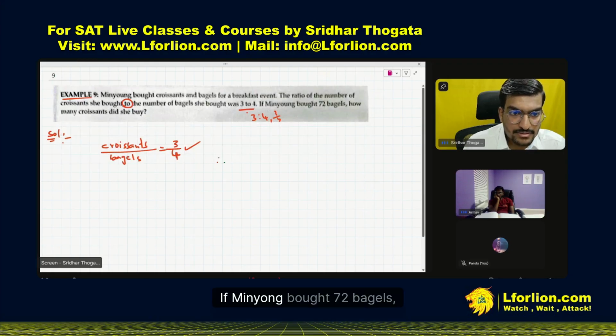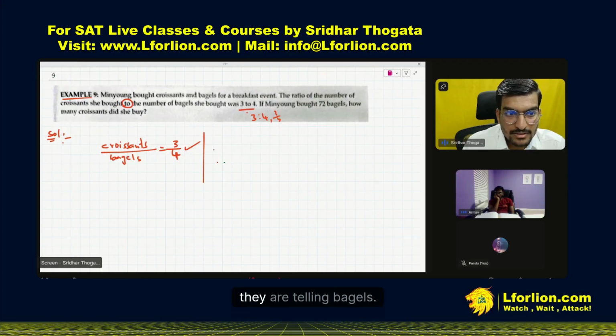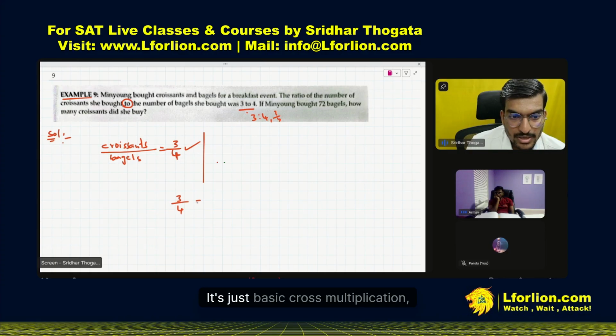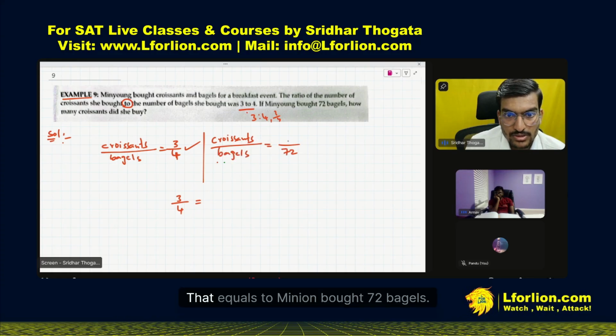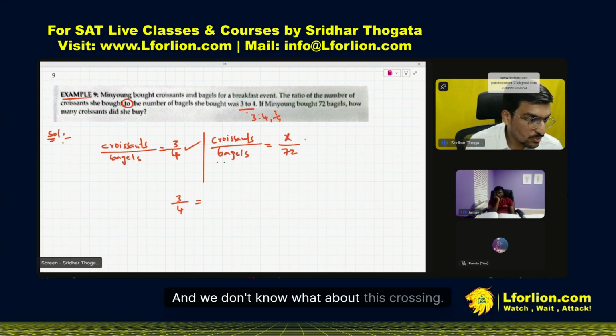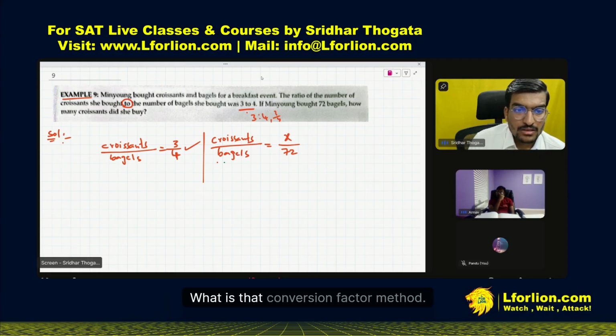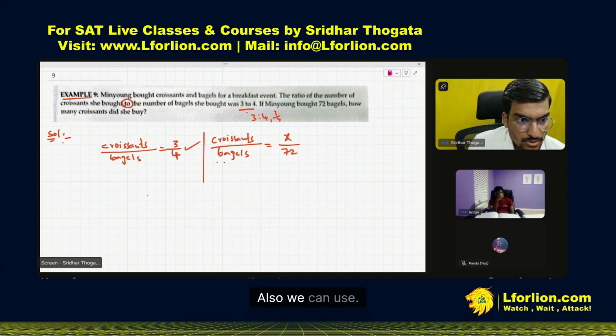If Min Young bought 72 bagels, they are telling us bagels. How many croissants did she buy? So, what idea do you have? It's just basic cross multiplication. 3 by 4, or better I'll write croissants by bagels, equals 72 bagels, and we don't know the croissants. We consider it as the X value and do it. Or else, the conversion factor method also we can use.